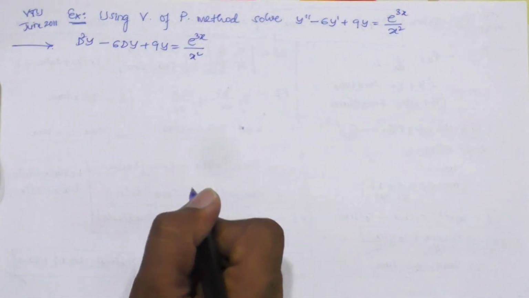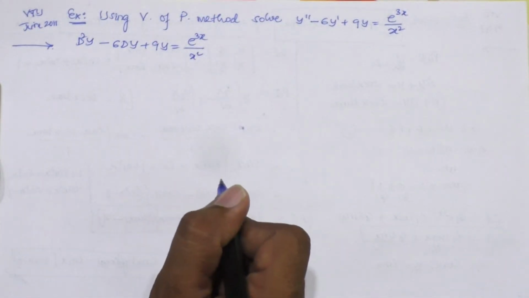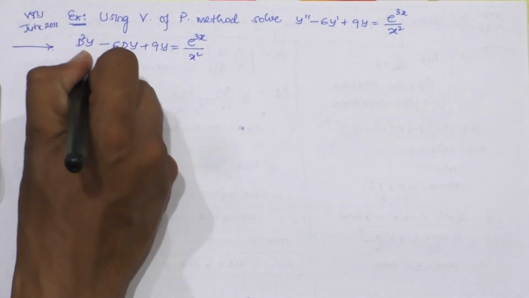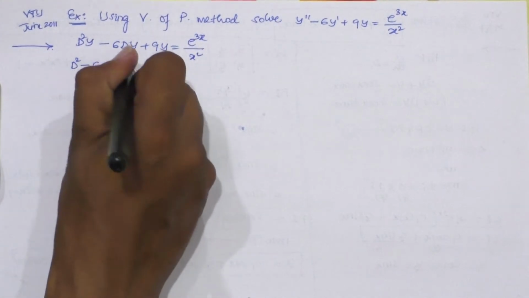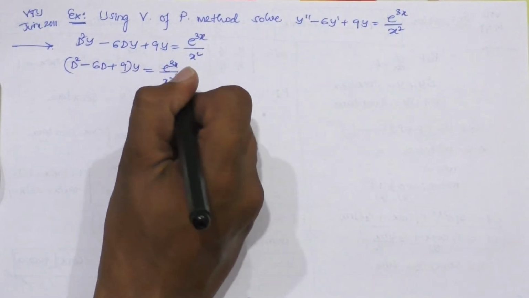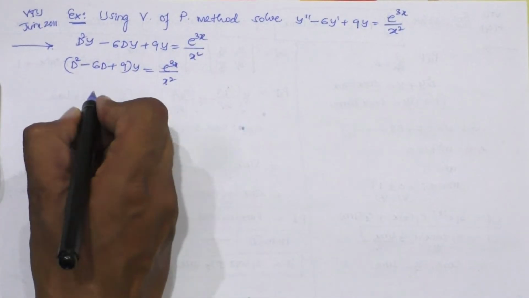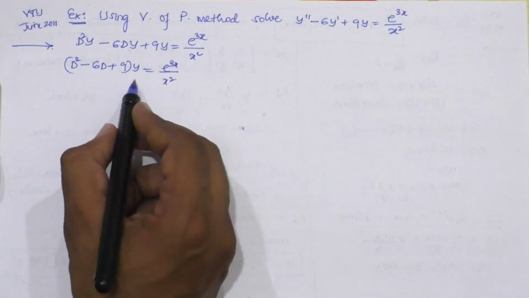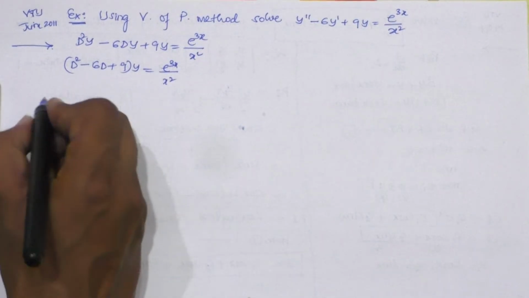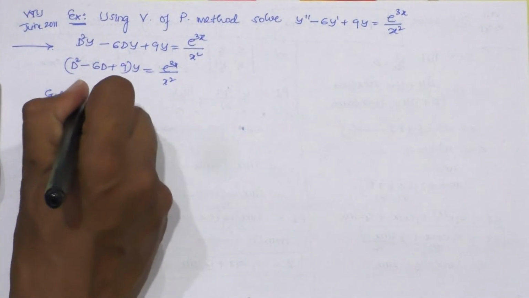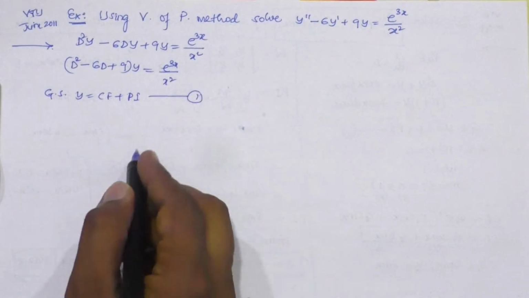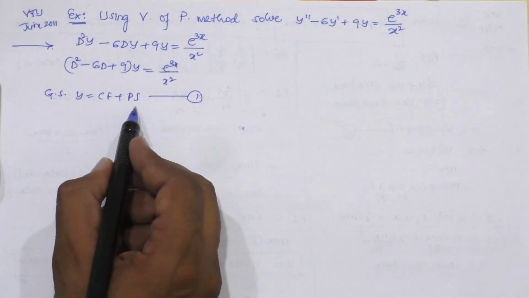So now what we can do is, throughout this y is common. So now take y common. If you take y common, D square minus 6D plus 9 into y is equal to e raised to 3x by x square. If you look at this equation, it has y and x, which is called a non-homogeneous equation. For non-homogeneous, the general solution is y equal to CF plus PI. Take this as equation number 1. Now you need to find out CF and PI separately.